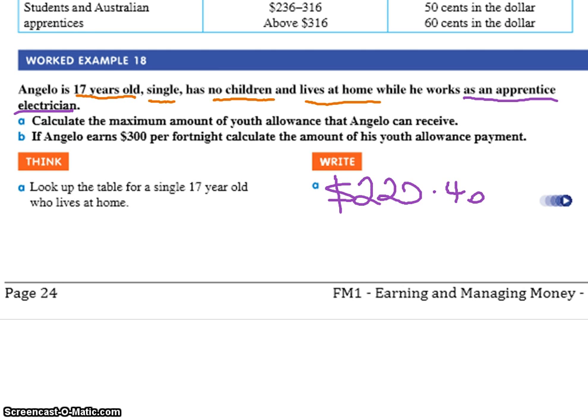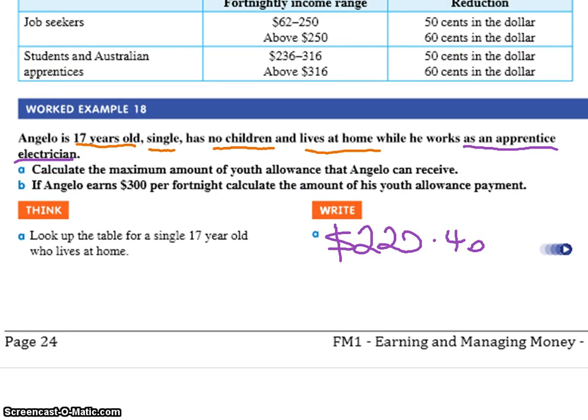So, first thing we've got to have a look at is which bracket does he fall into? Because he's an apprentice, he falls into this bottom bracket here. Falls into that bracket. That was fine, we did that right. Okay, the bit that I forgot to do is how much does he earn? So $300 a fortnight.